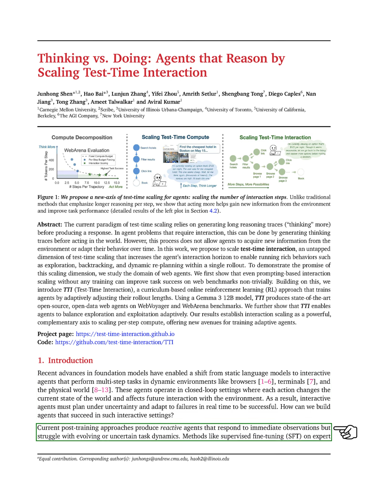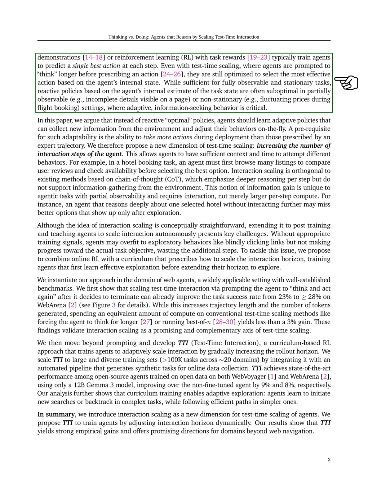We explore how to create agents that excel in these interactive environments. Current post-training methods yield agents that react to immediate observations but often falter with changing or uncertain task dynamics. Techniques like supervised fine-tuning on expert demonstrations or reinforcement learning with task rewards typically train agents to choose the best action at each step. However, even with strategies that encourage longer thinking before acting, these agents remain focused on selecting the most effective action based on their internal state.